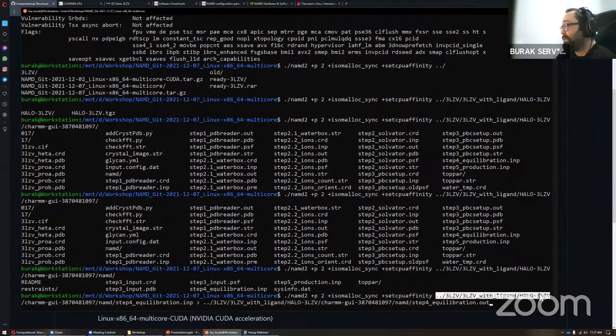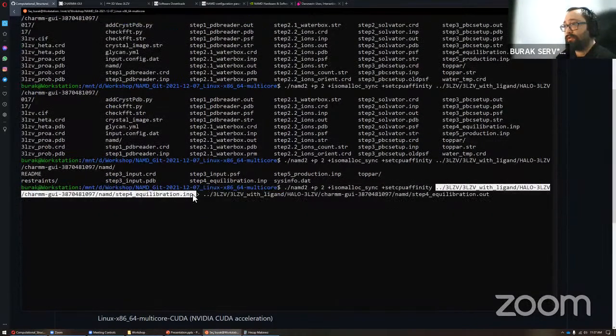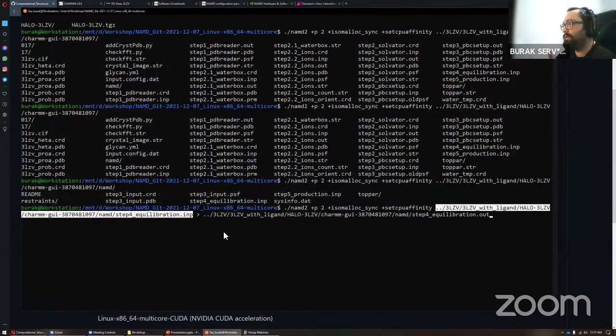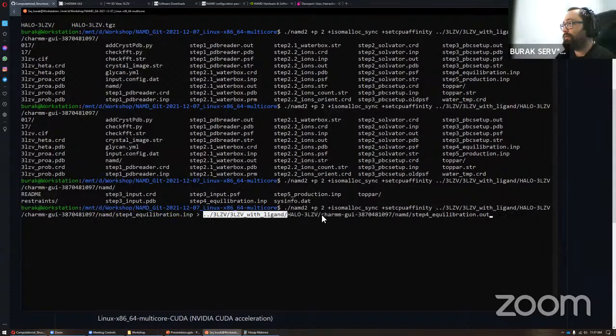Now the next command, I want to select this part. Time to show the input file to the NAMD2 software, and the larger than symbol means create our output file here, with this name. As the last one, I want to add the and symbol. That means our NAMD2 software will work in the background. Now time to press enter.